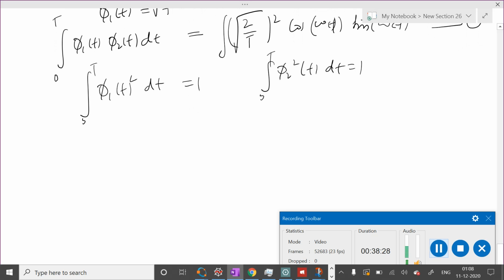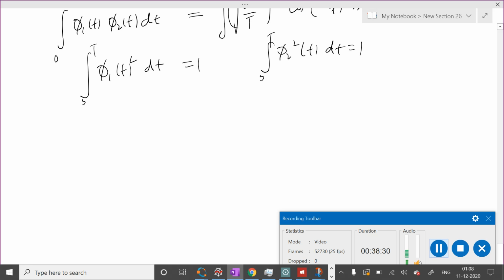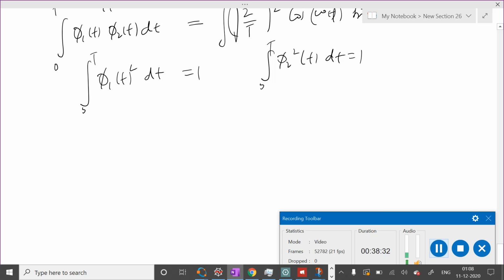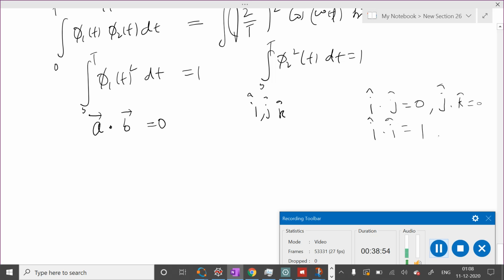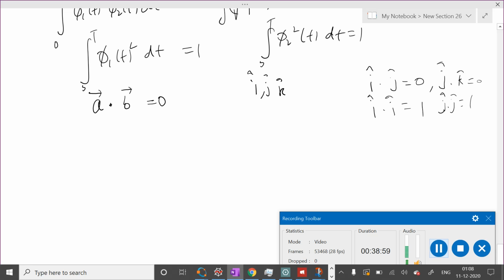Now, compare it with two vectors a and b, whose dot product a dot b is equal to 0. Suppose i, j, k are the three unit vectors. What are their properties? i dot j is 0, j dot k is 0, and so on. Similarly, i dot i is 1, j dot j is 1. They are unit vectors and you can represent any other vector in terms of unit vectors.